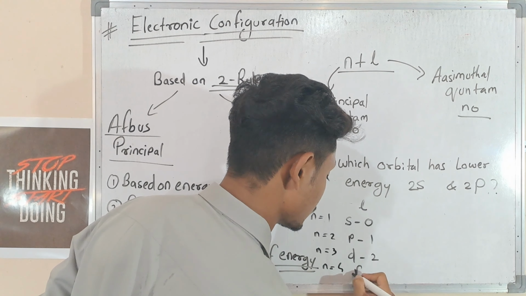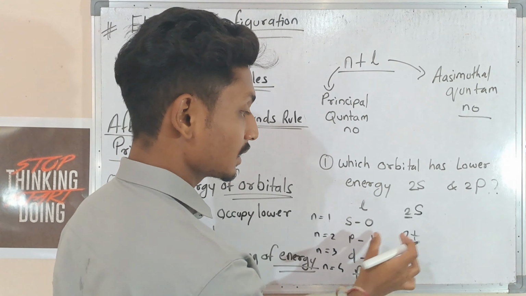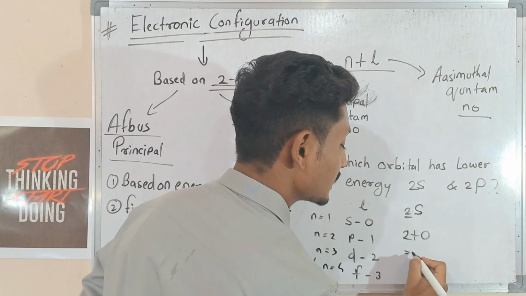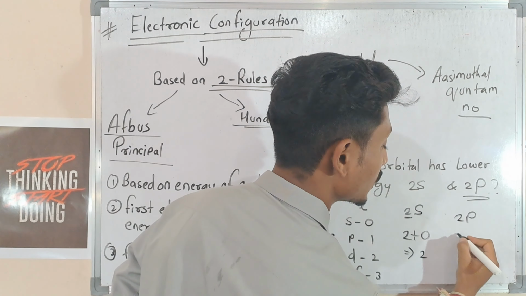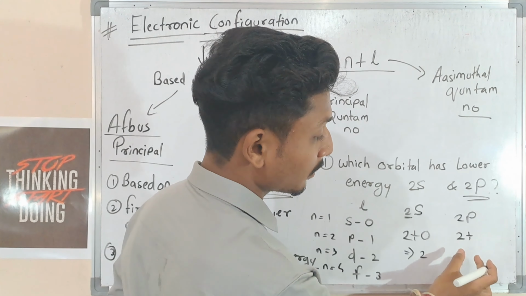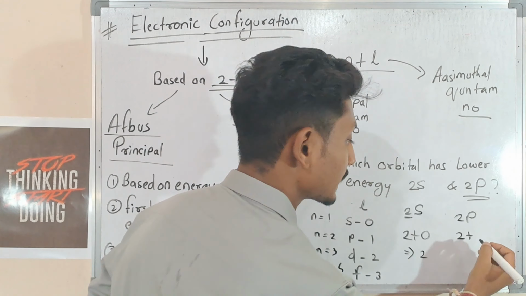The n plus l rule. Here we take 2s. Here 2 is our principal quantum number, and s is our azimuthal quantum number, which is 0. So 2 plus 0, our answer is 2. Then for 2p, the principal quantum number is 2 and the azimuthal quantum number for p is 1, so our answer is 3. So the energy of 2p is greater than 2s.